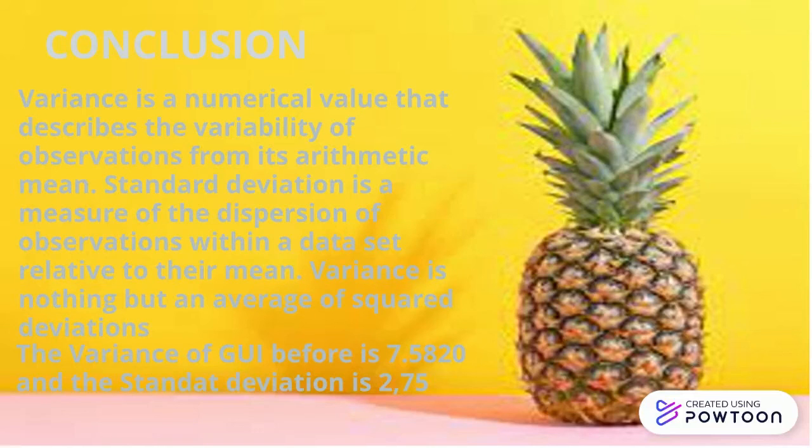For conclusion, variance is a numeric value that describes the variability of observations from their arithmetic mean. Standard deviation is a measure of the dispersion of observations within a data set relative to the mean. Variance is nothing but an average of squared deviations. The variance of our UI before is 7.5820 and the standard deviation is 2.75.